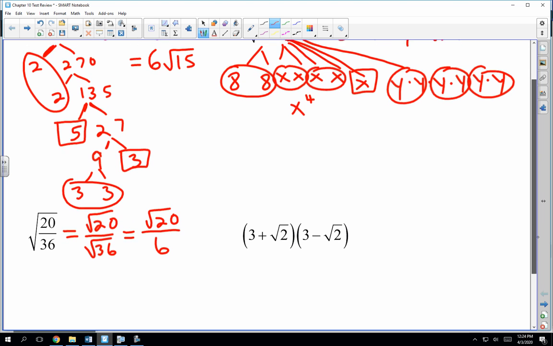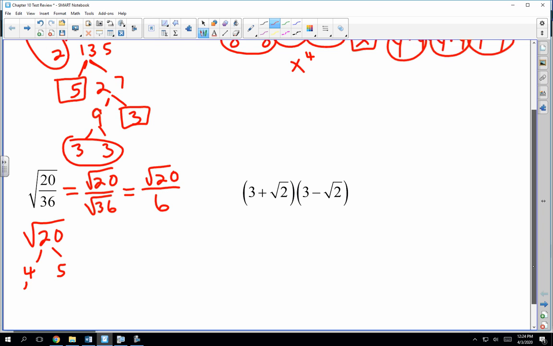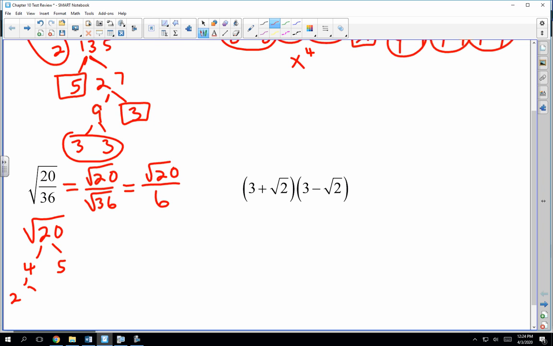Square root of 20, I'm going to have to do a factor tree on it. You might do 4 and 5, and then the 4 becomes 2 and 2. And so I have a pair of 2's, so the 2 will come out, and then just a single 5 that stays underneath the radical. So I have 2 root 5 over 6. So I've simplified that root 20 to be 2 root 5.